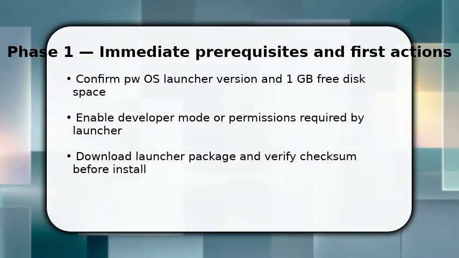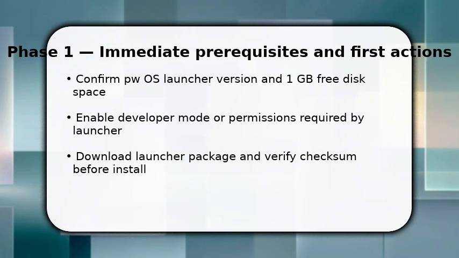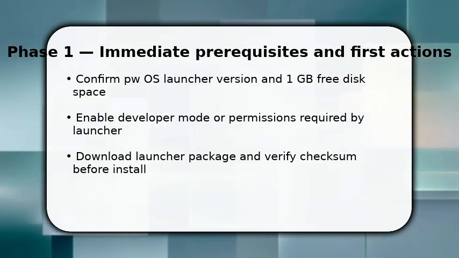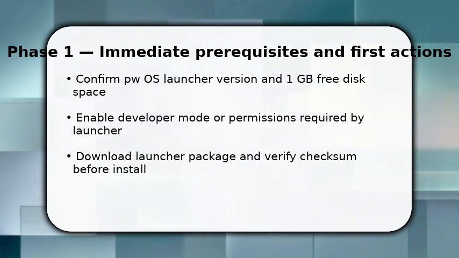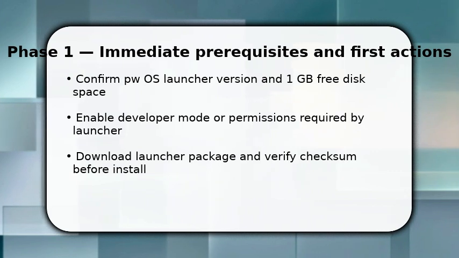You begin by confirming the launcher version and freeing at least 1 GB so the installer runs without interruption. Next, enable developer mode or grant the specific permissions the launcher needs. This prevents permission errors later.